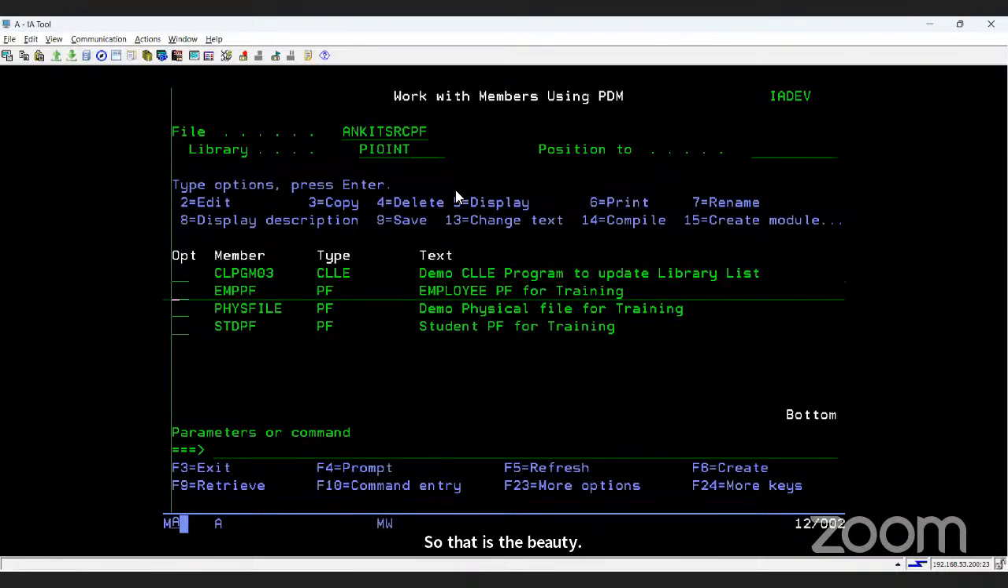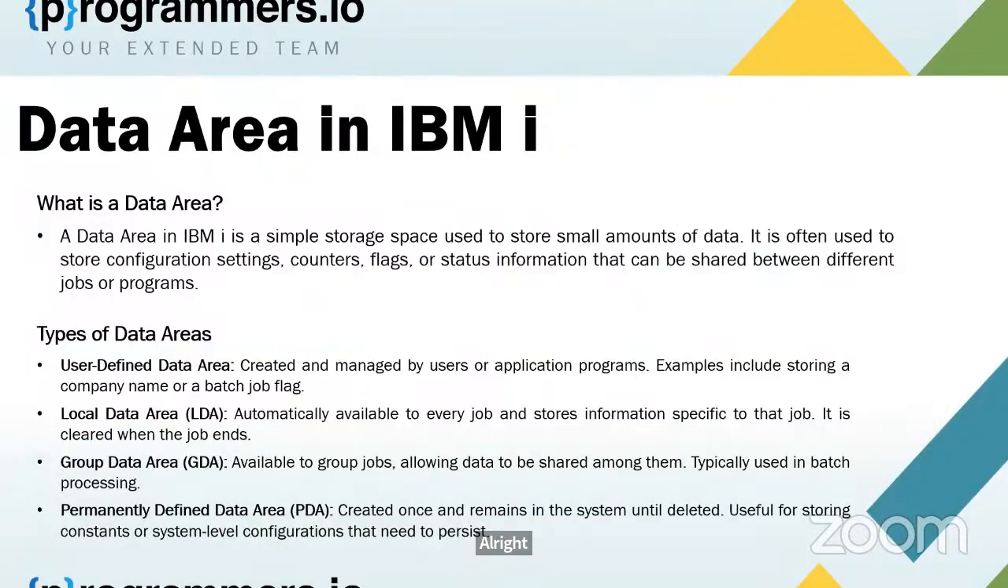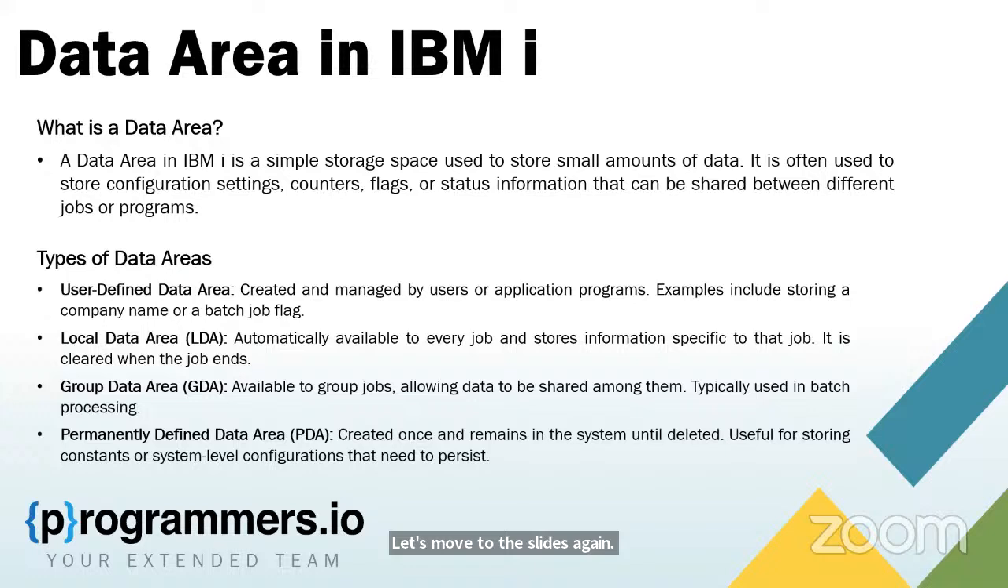All right. Let's move to the slides again. Data area. Data area in the IBM system, we can relate to as a container. Like you have a container for storing some kind of things, or some kind of information, for a temporary purpose. So that is the container.